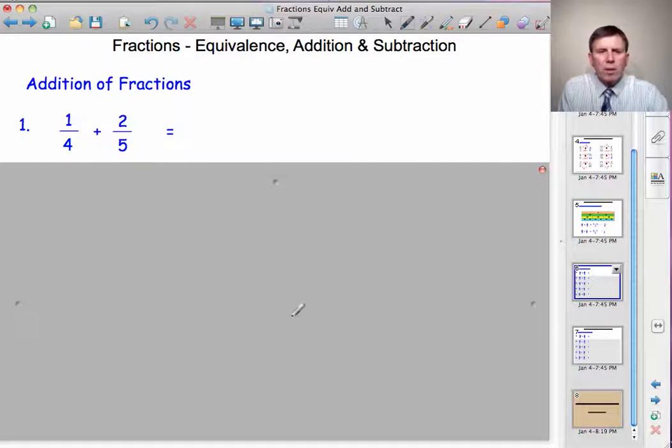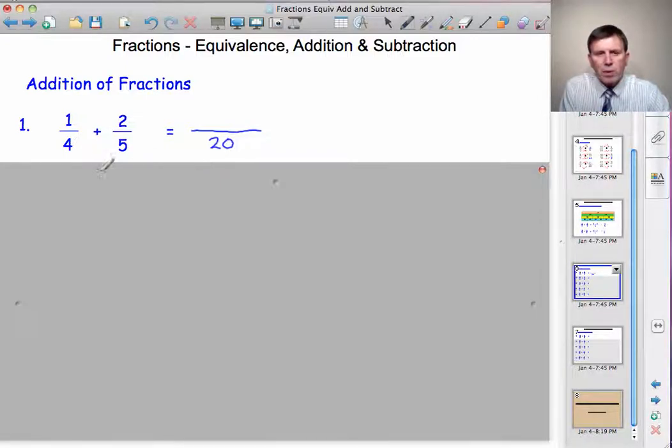Right, number 1, a quarter plus 2/5. So the first thing I've got to do is find a common denominator. What's the lowest number that 4 and 5 will go into? If you can't spot anything else, multiply them together. They'll both go into that. 4 times 5 is 20. And there isn't a number less than that both 4 and 5 will go into.